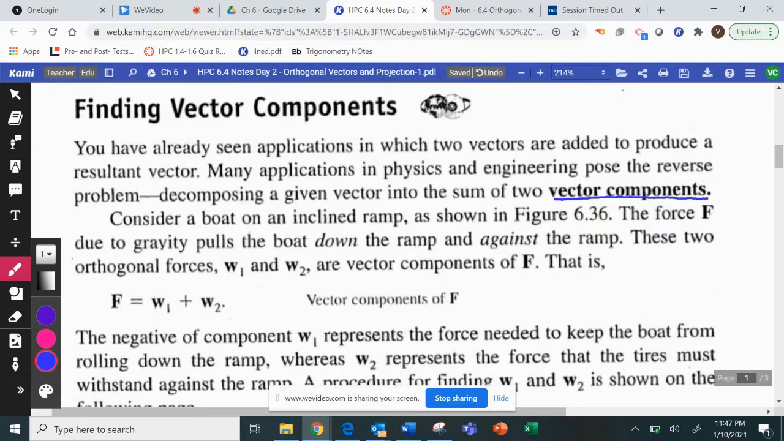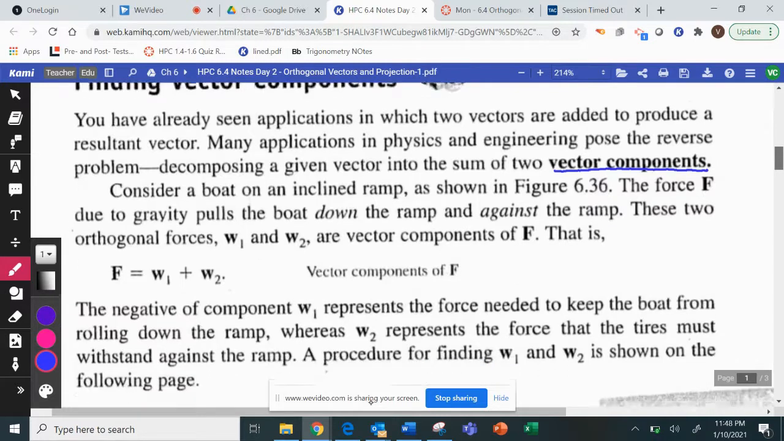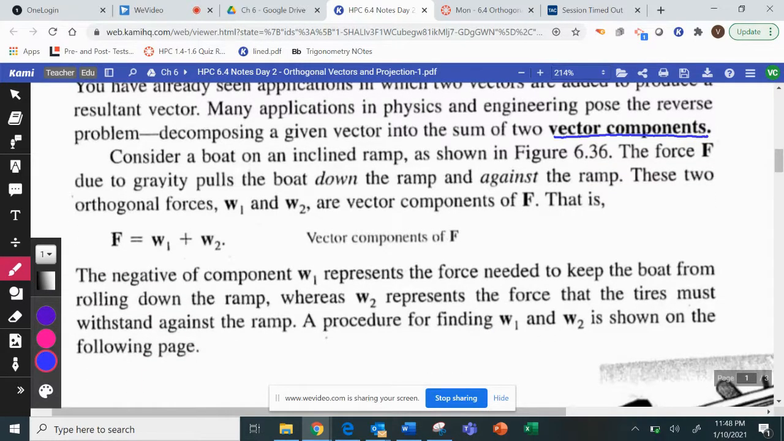So in this picture below, there's a boat on an inclined ramp, and the force, which we'll call F, due to gravity, pulls the boat down the ramp and against the ramp. These orthogonal forces, which we'll call vector W sub 1 and W sub 2, are vector components of force. So the force is equal to W sub 1 plus W sub 2.